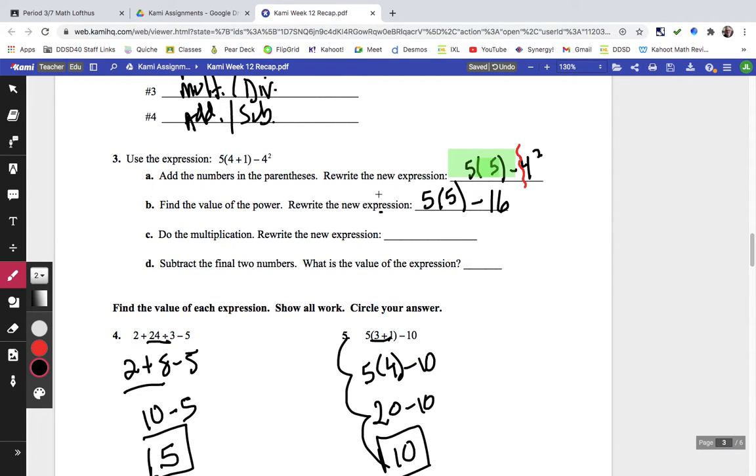And then do the multiplication. 5 times 5 is 25, minus 16. Writing the new expression means that we copy down everything else. Notice how the 5 just keeps continuing until we multiplied it. The minus is still there. Subtract the final 2 numbers and we get 9.